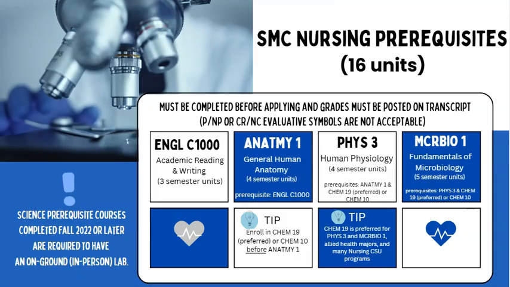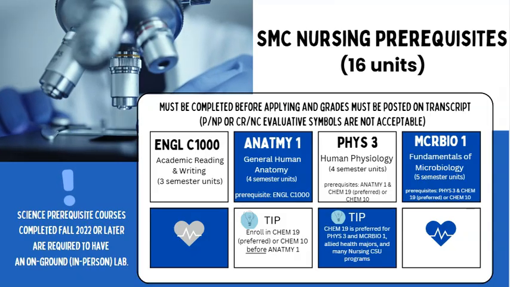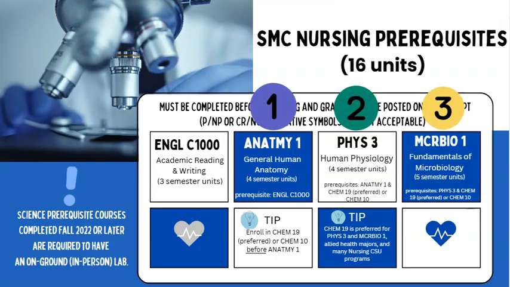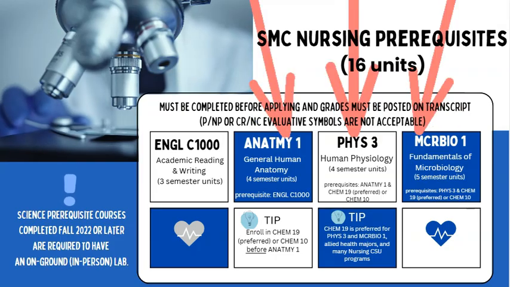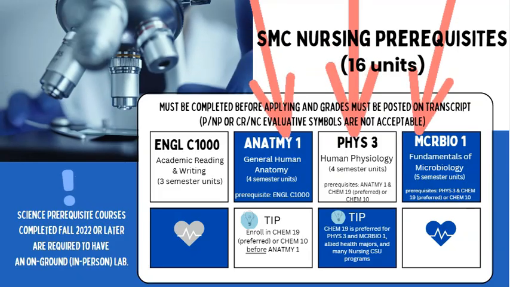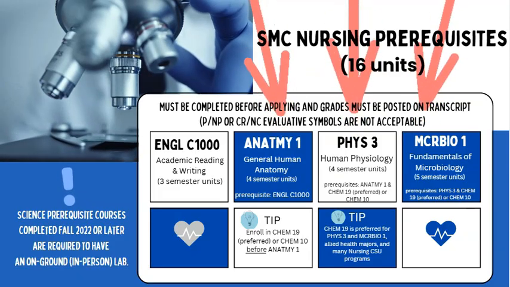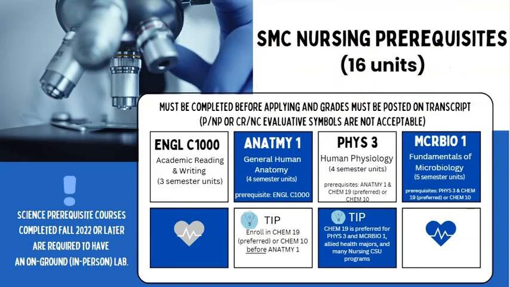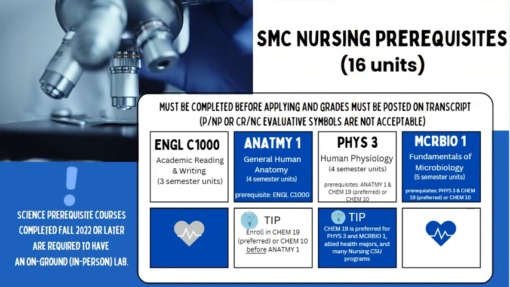Also, if you've earned a 3 or higher on the AP English Language or AP English Literature exam, that can fulfill this requirement too. So next up are the 3 major science courses, which I refer to as the big 3. These 3 prerequisites are anatomy, physiology, and microbiology. And these are the minimum courses you'll need for nursing program eligibility for an RN or even a BSN program.